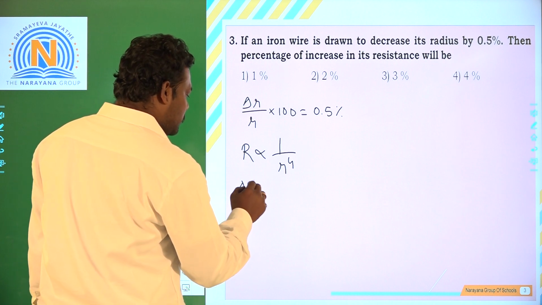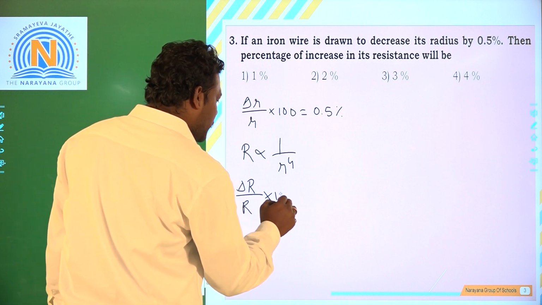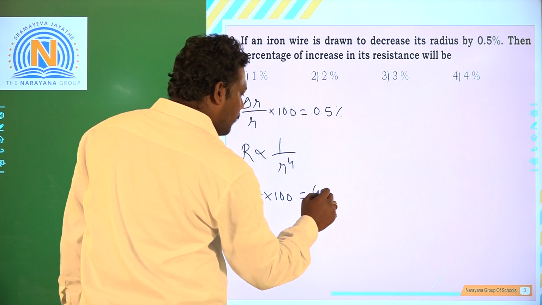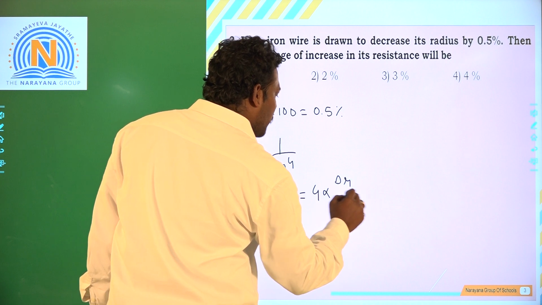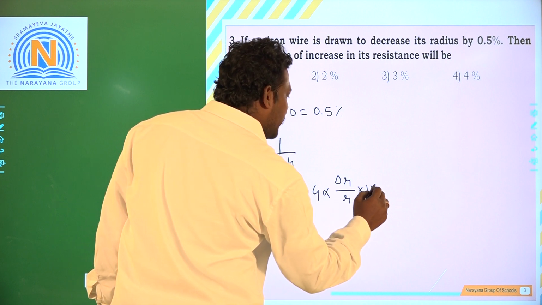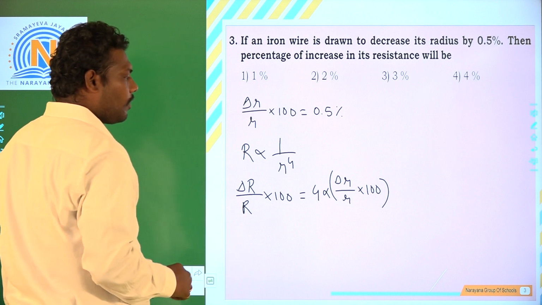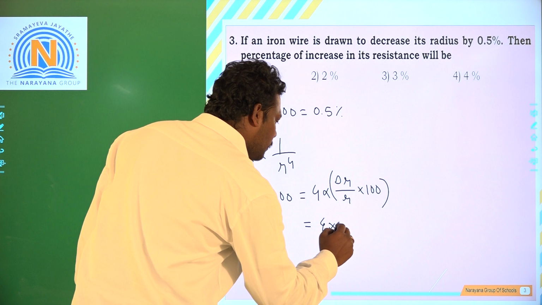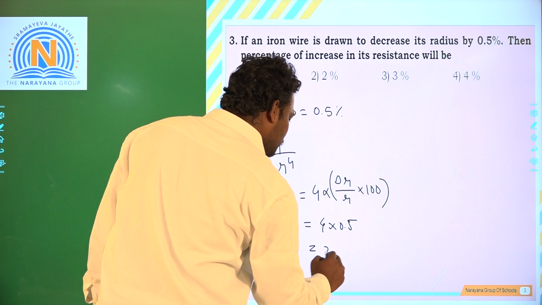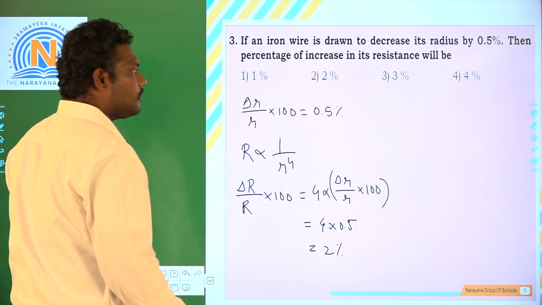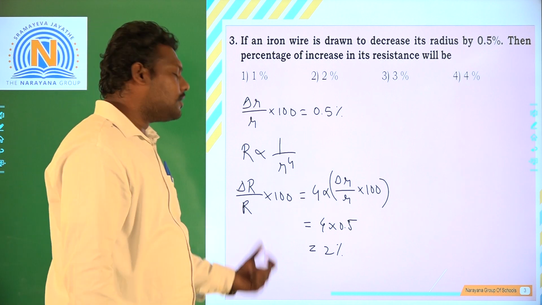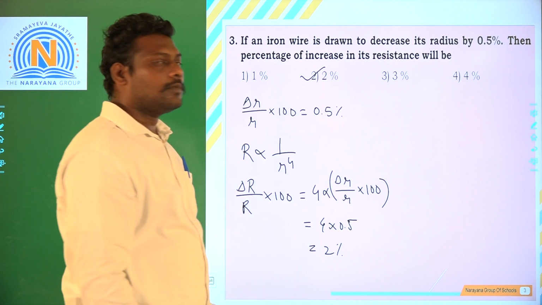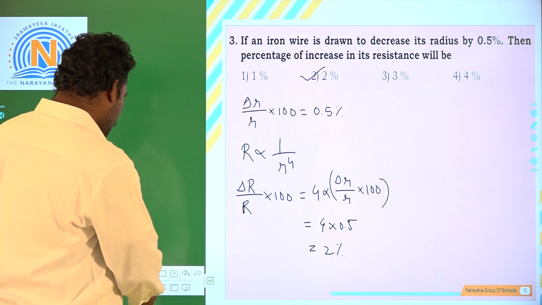So the percentage change in resistance, as it is raised to the fourth power, is 4 into the percentage change in radius. The percentage change in radius is given as 0.5. So 4 into 0.5 is 2%. So the change in resistance of the wire will be 2%. Now let us get into the fourth question.